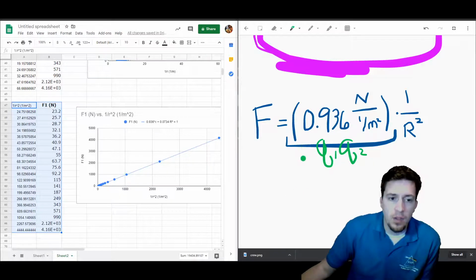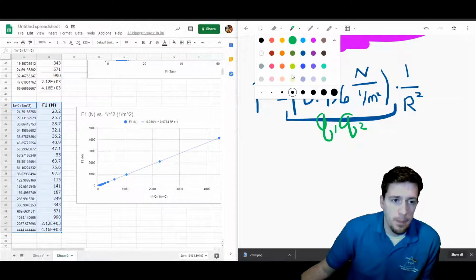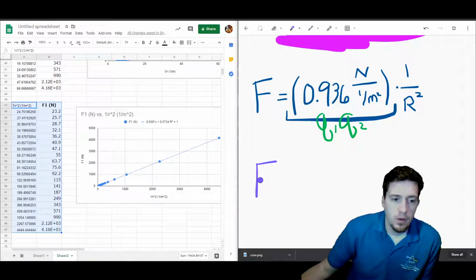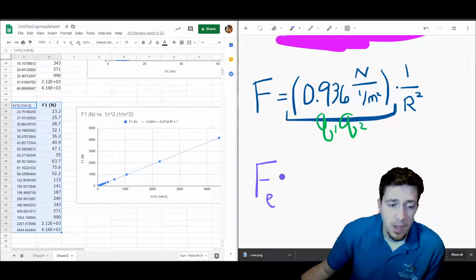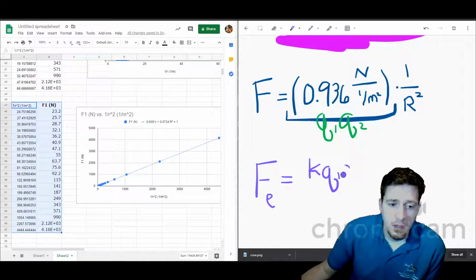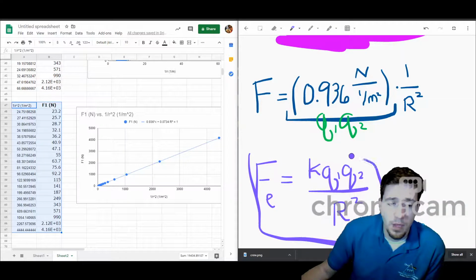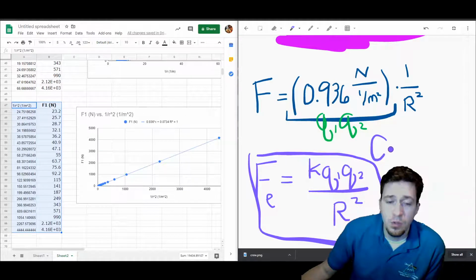Now, if we look up the official equation, what's the official equation color? Oh, this is a different purple. It would look like this. So it's F, and we put a little E. That E stands for electrostatic, because it's electricity, but stuff's not really moving. And now this slope here is actually K, Q1, Q2, all divided by R squared. This, as it's written, is officially known as Coulomb's law.